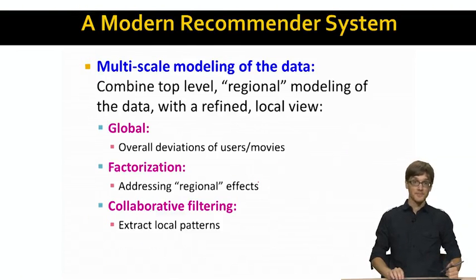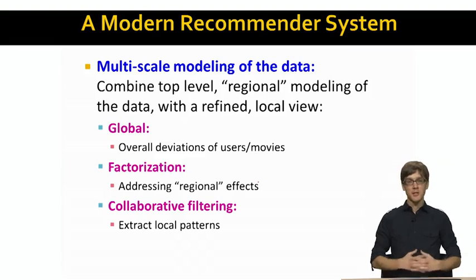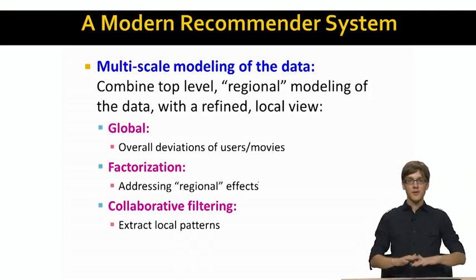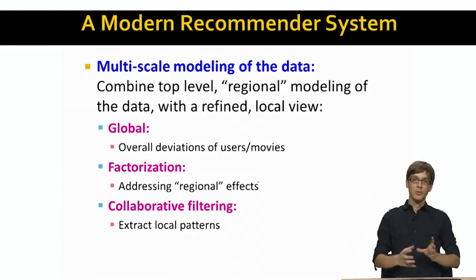That's the whole idea. Now, the structure of how to do this is the following. A modern recommender system today is composed of several different components. The idea is that we want to adopt a multi-scale modeling approach to the rating data, combining several different views of the data, from a global top-level view, to regional modeling, all the way down to very local interactions between movies and the users.